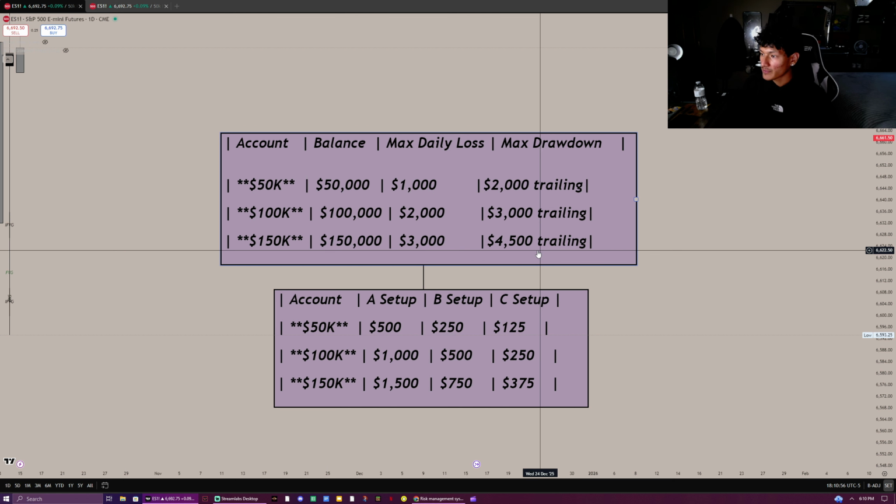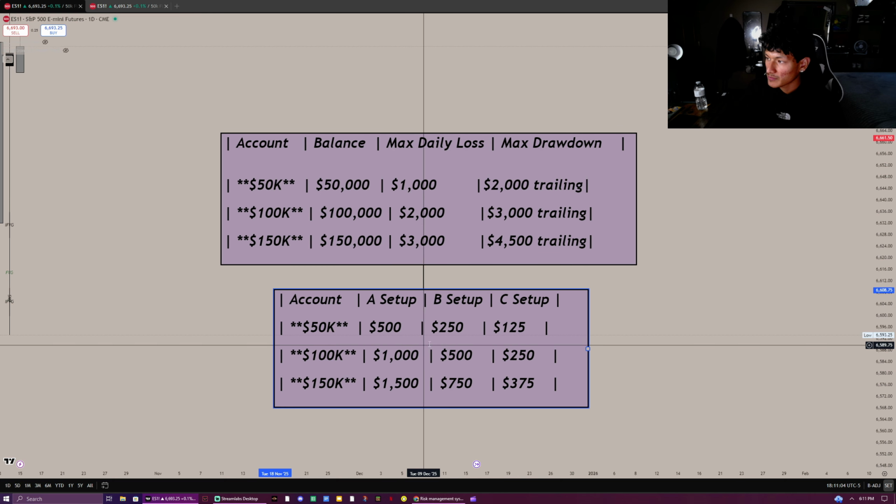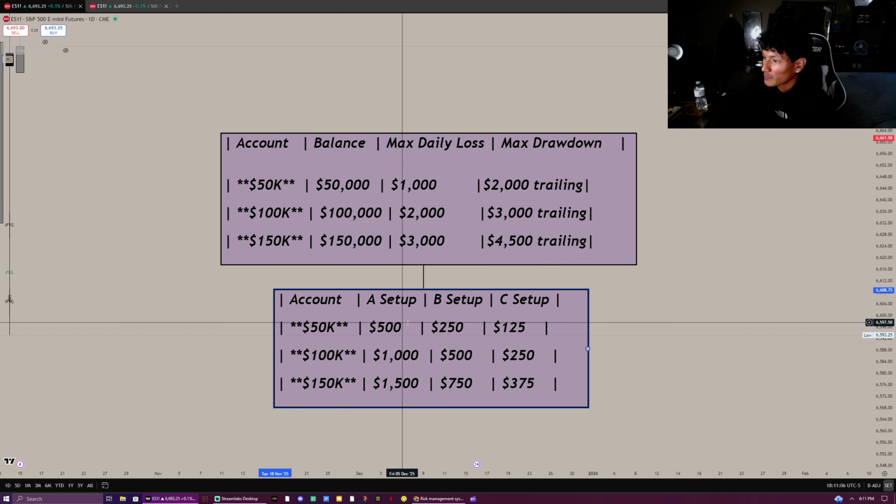But on evals, it's a bit different. You want to scale a bit, you want to leverage a bit more on these setups when it comes to evaluation, because you're not making money in evaluation. Why waste your time?